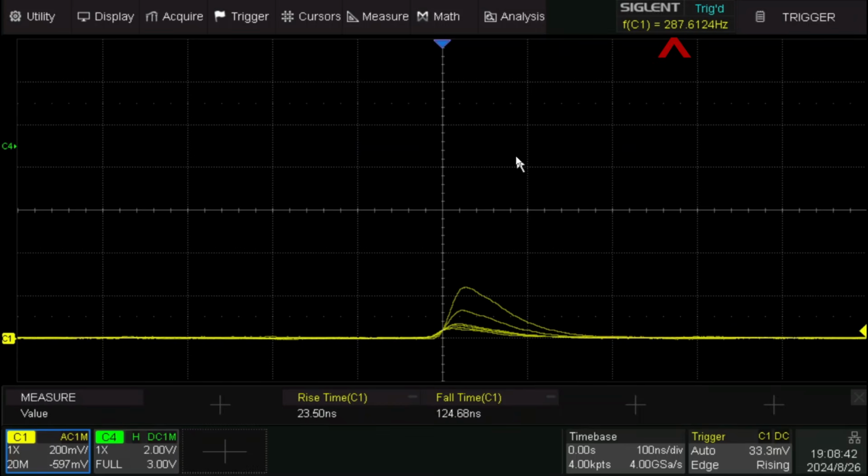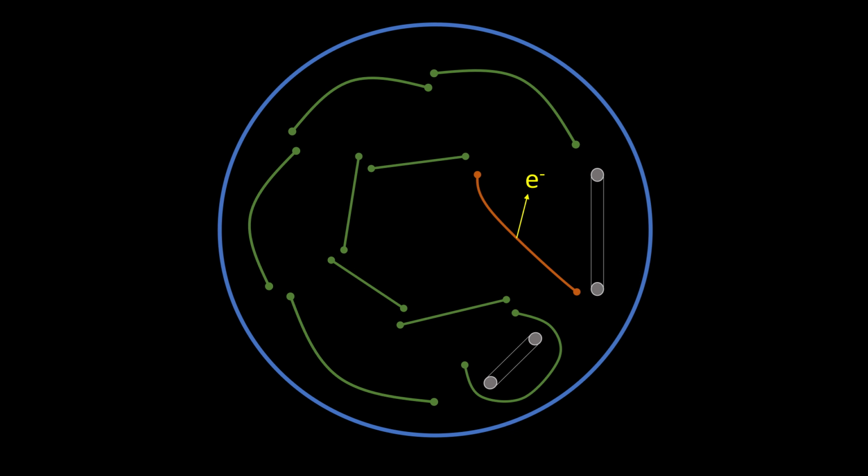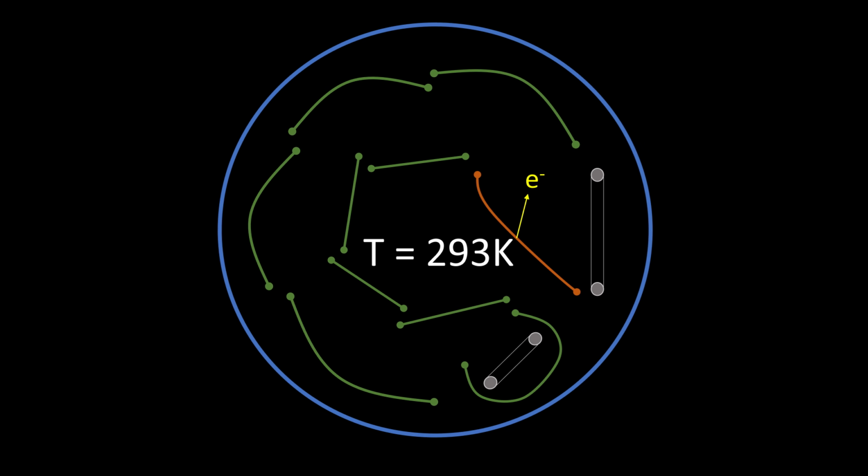Since these are apparently not caused by light, why do we observe them? Well, it turns out that these are the result of so-called thermionic emission. These are electrons that are ejected from either the photocathode or one of the diodes, not because of light, but because of the effects of temperature.